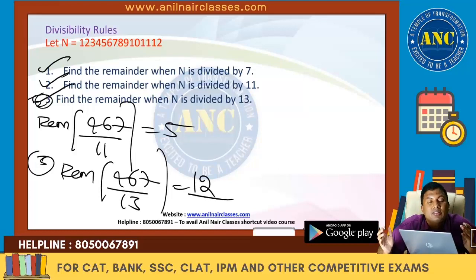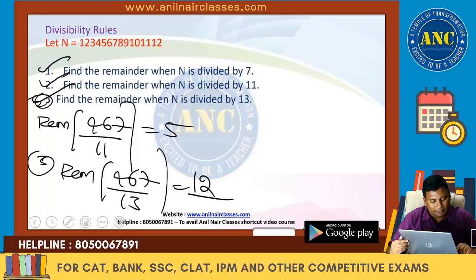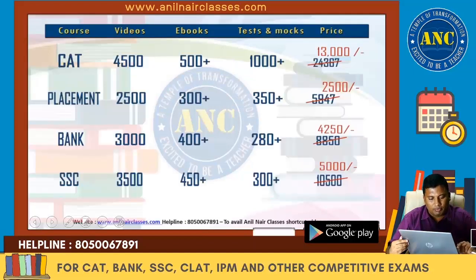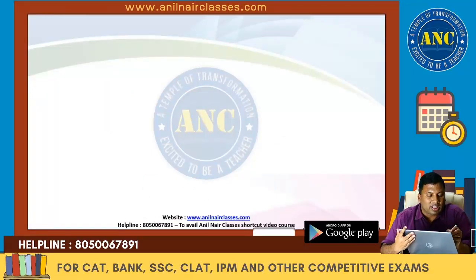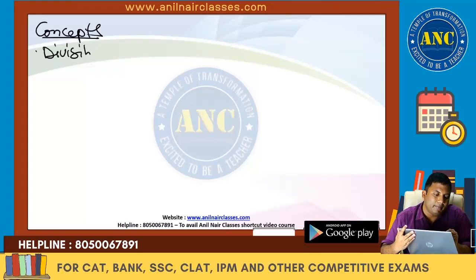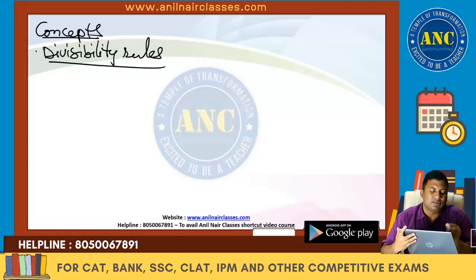Why? Because the divisibility rule of 7, 11, 13 remains the same. Take a group of 3 digits, start from the right hand side, alternatively add and subtract. I hope the idea is clear. Now before we close the session, what are the concepts that we discussed today? The concept that we discussed is divisibility rules.